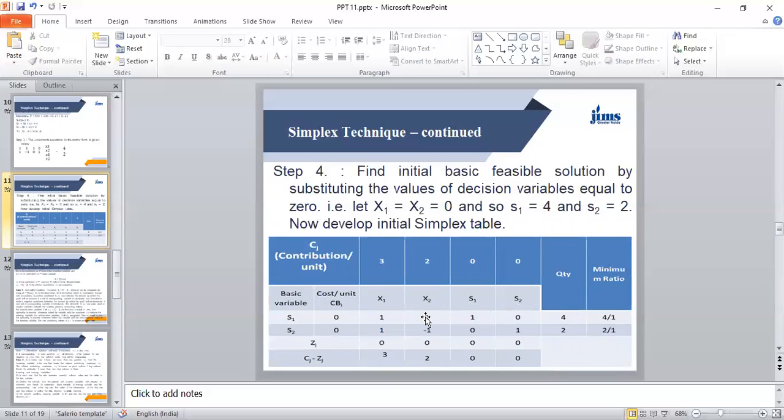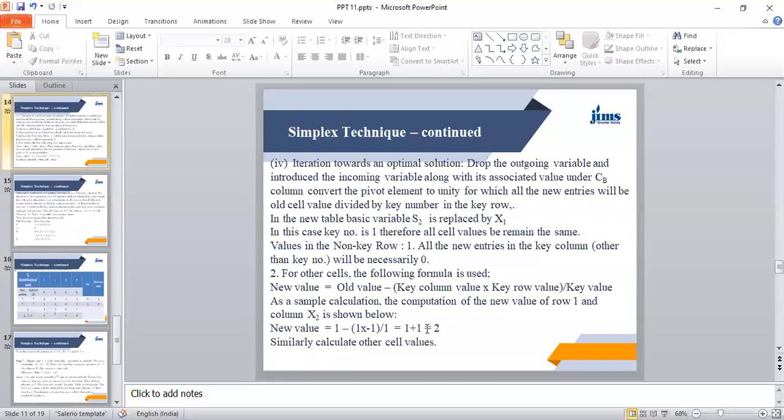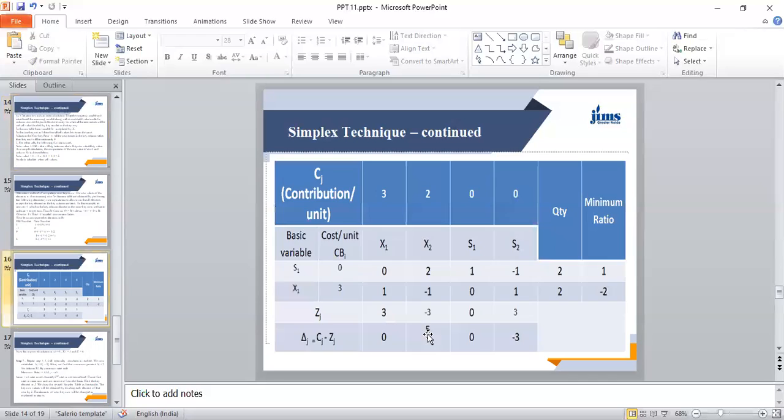So 1 minus 1 into minus 1 divided by 1. So 1 minus 1 into minus 1 divided by 1 is equal to 1. This becomes minus 1, minus sign this side. So this becomes plus 1. 1 plus 1 is equal to 2. So this value becomes 2. Similarly, we calculate the values in all other cells. So this becomes the new iteration table, or new simplex table.